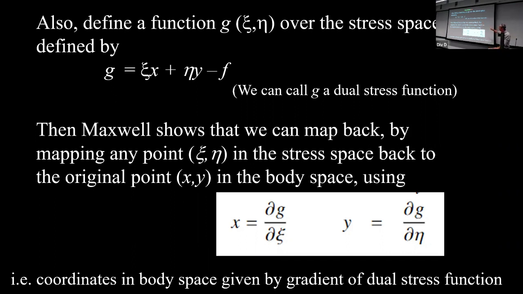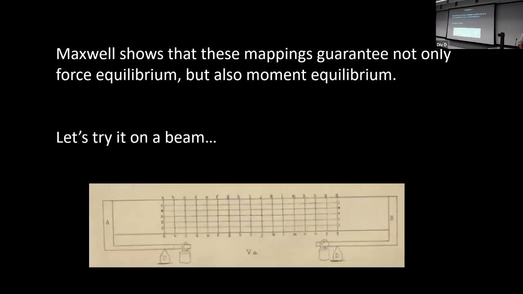And Maxwell shows that we can map back from our dual stress function by taking slopes. So dG/dψ and dG/dη will define the x and y that you started with back over there. It's an involution. It goes back and forth between these two things. So the gradient of your dual stress function gives you your coordinates back in the body space. So let's have a look at Maxwell. He shows these mappings guarantee not only force, but they also guarantee your moment equilibrium.